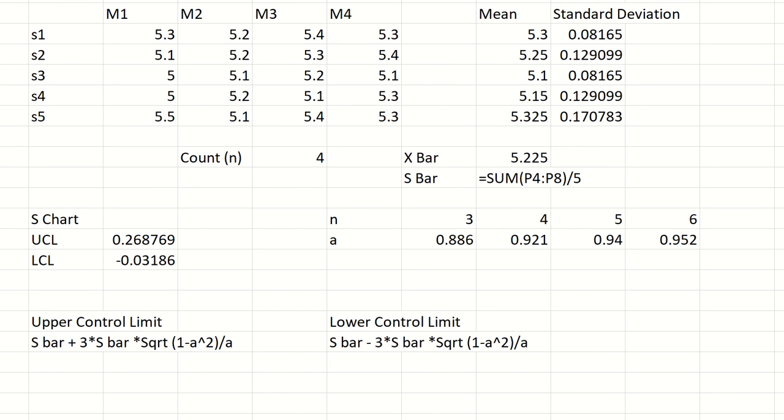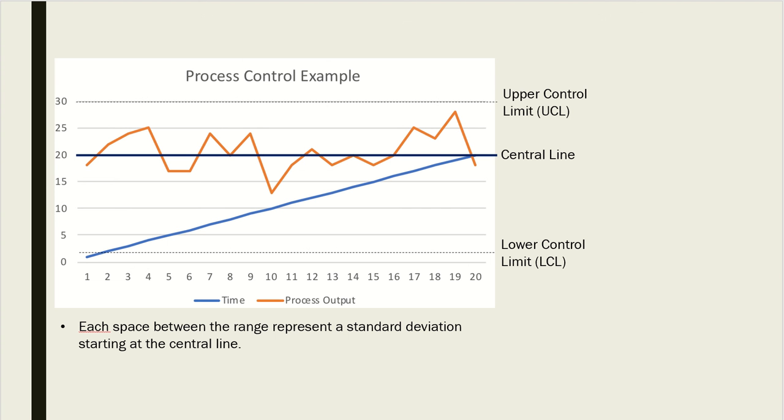Specifically for an S chart, the upper control limit is found by adding 3 times the standard deviation of the sample to the average, whereas the lower control limit is found by subtracting 3 times the standard deviation from the average. Based on the calculations, we are then able to see within the given data set the upper control limit and the lower control limit within which the process should stay.